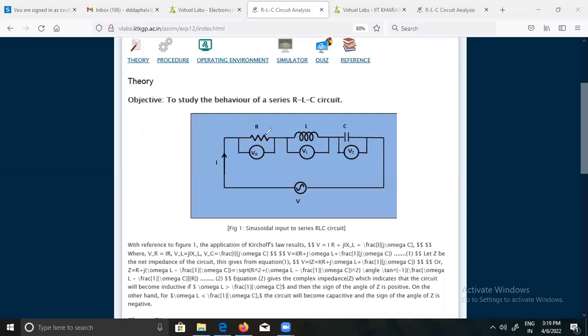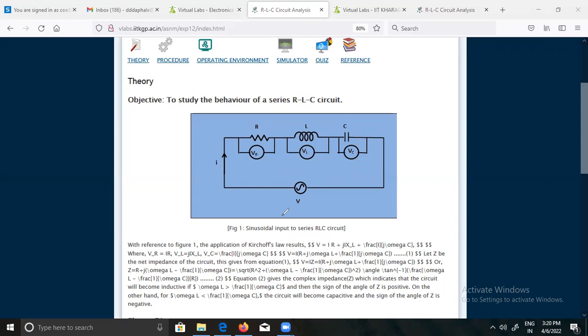The voltage across this particular resistance is VR. Then the voltage across this inductor is VL, and the voltage across this capacitor is VC. The total voltage across the whole circuit is V, and the current flowing through this circuit is I. So we are interested in finding out the voltage across the resistance, the voltage across the inductor, and the voltage across the capacitance.